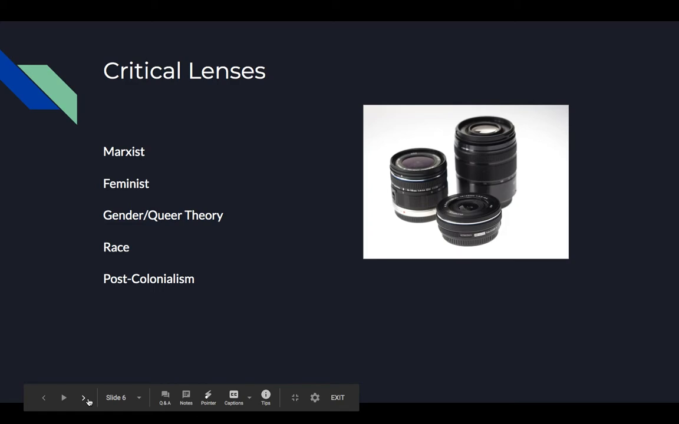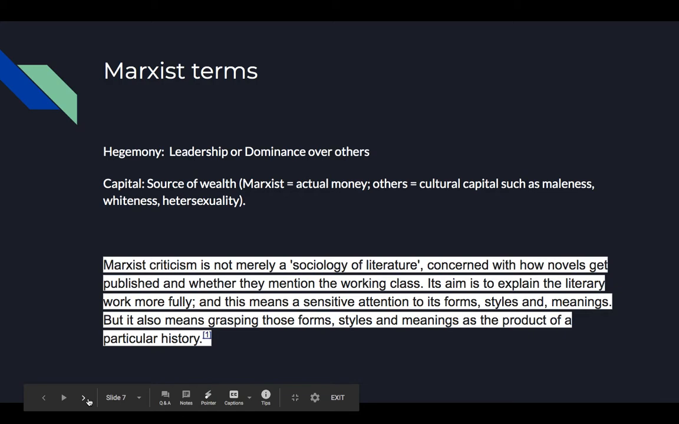Marx tradition. The first one is Marxist, which I'll go over in a minute. The other ones are feminist, then there's genderqueer theory, race, and post-colonialism, okay?